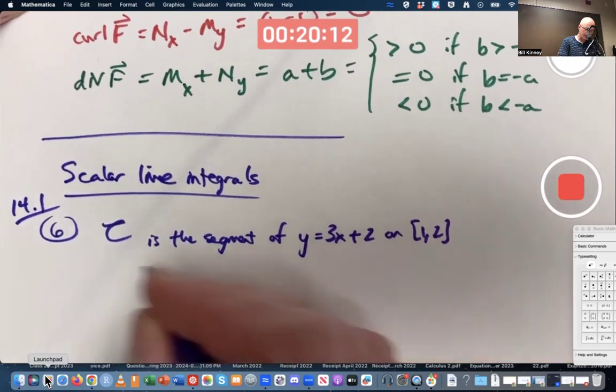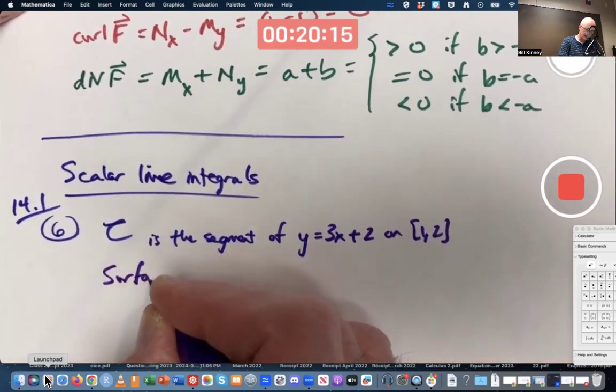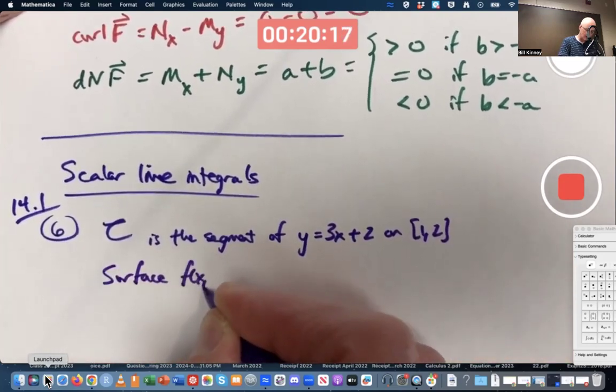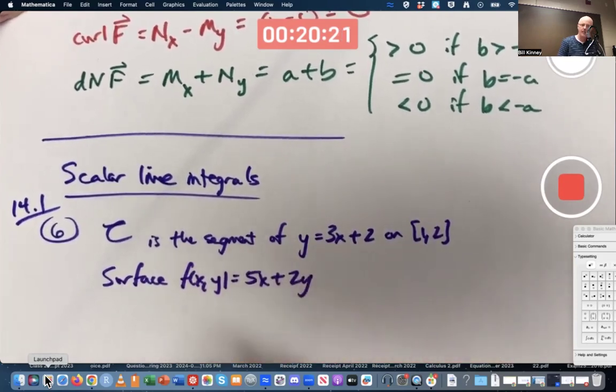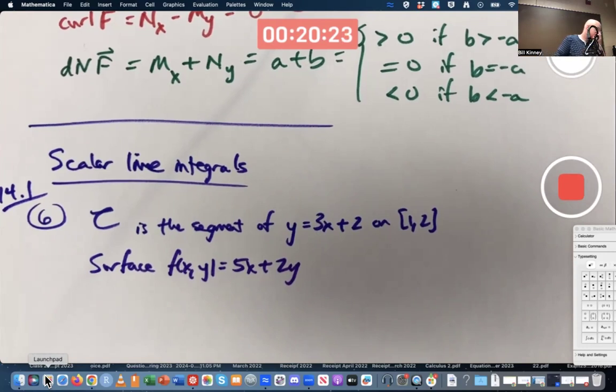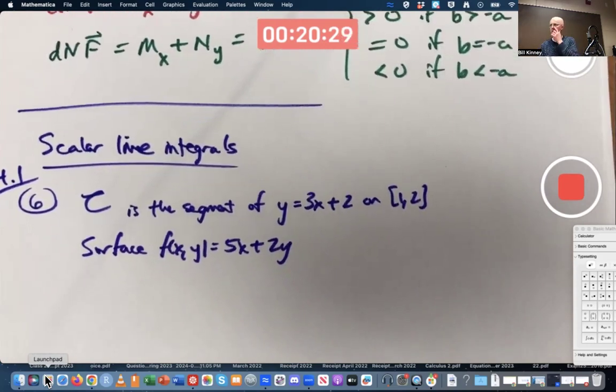Of y equals 3x plus 2 on the interval from 1 to 2. And we've got a surface f of x, y equals 5x plus 2y. And the problem says, find the line integral of this function over this curve with no context. Okay, but I want to bring some context into this.